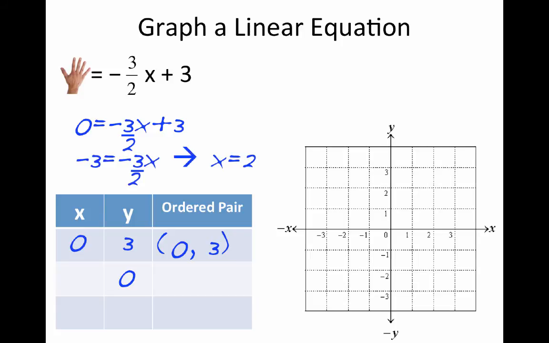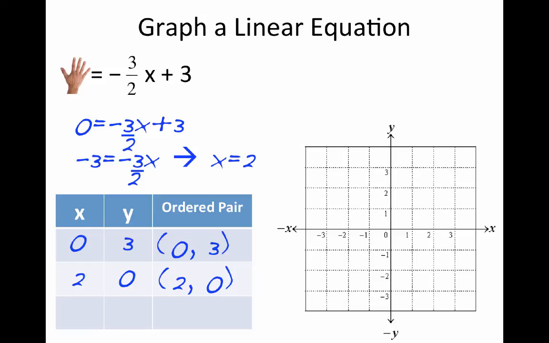Subtract 3 from both sides. We get negative 3 is negative 3/2 x. Multiply by the reciprocal, negative 2/3, on both sides of the equation. When you do the math, you get x is equal to 2. So we have the ordered pair 2 and 0. Make sure you can do that math. It's math you'll need to know for the next exam.